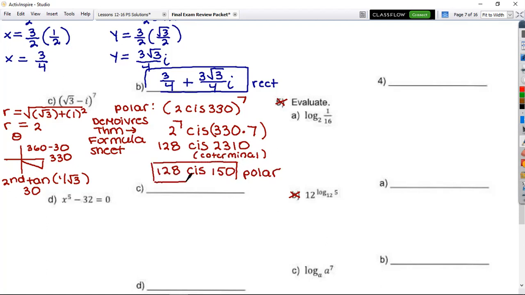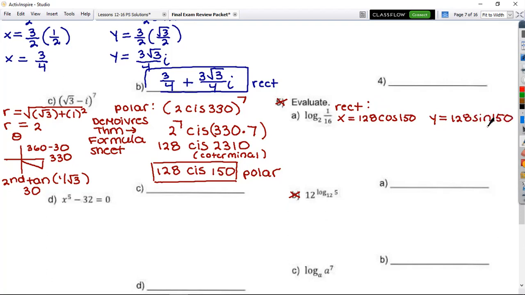Now you're going to go one more step, and we're going to write this in rectangular instead. So I'm going to use this space over here just because I'm running out. To write this in rectangular, the same thing you did above, just a long procedure. I go x is equal to 128 cos 150. And then I go y is equal to 128 sine 150.